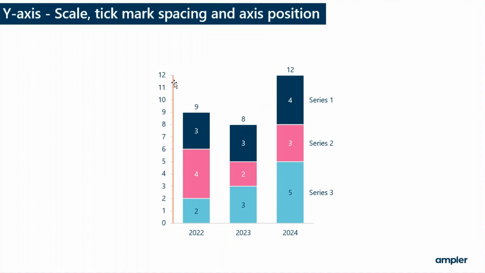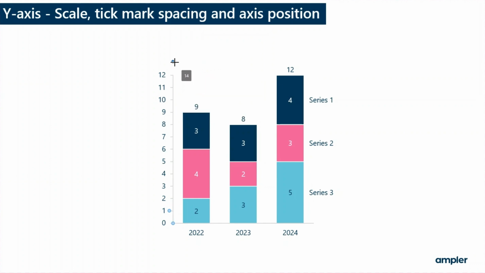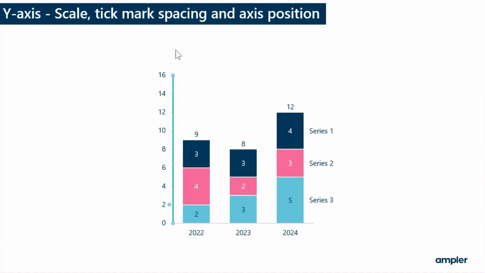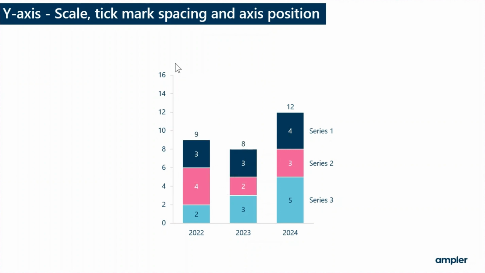To manually scale the axis, select the axis and drag the blue handles to your desired value, and then release when you're happy with the scale. The scale will always include the range between the lowest and the highest value of your dataset. To restore automatic scaling, right-click on the axis and hit Reset to Automatic Scale, or pull the blue handle until the tooltip says Automatic.